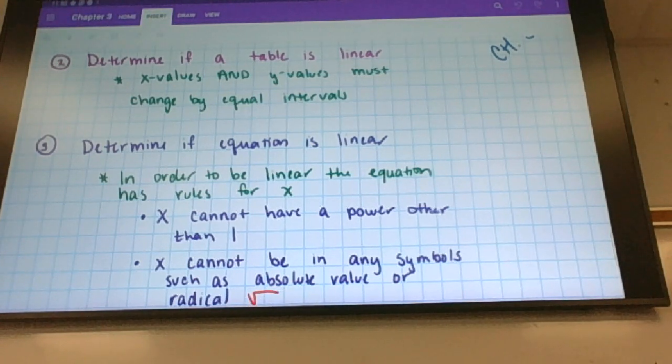So if x is in some kind of a weird bracket, like a radical or an absolute value, then that would be nonlinear. So for an equation to be linear, it has to be a regular x. No exponent, no special symbol.